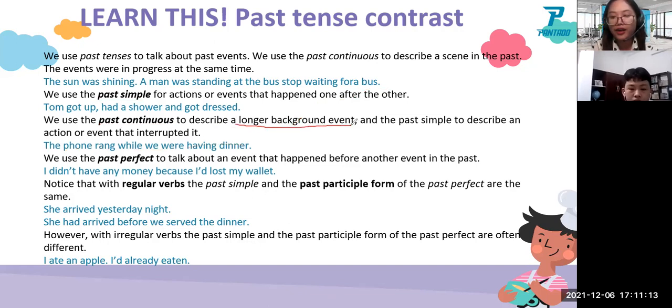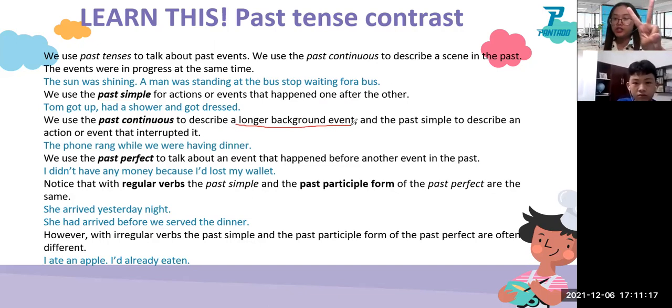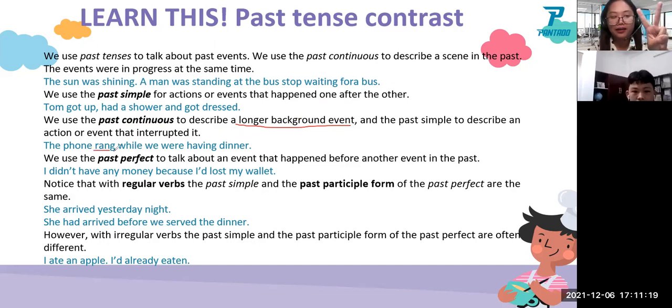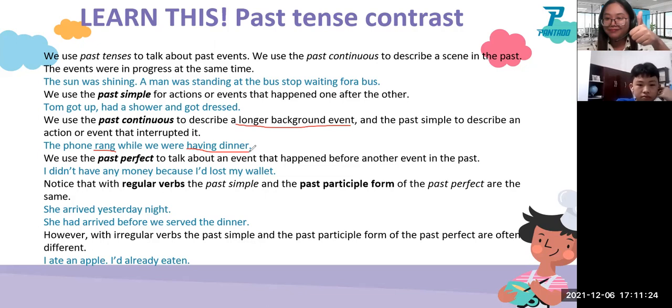Longer background event, okay? There are two actions, right? Rang and having dinner, right? So longer event. Okay, Kua? That is past continuous.